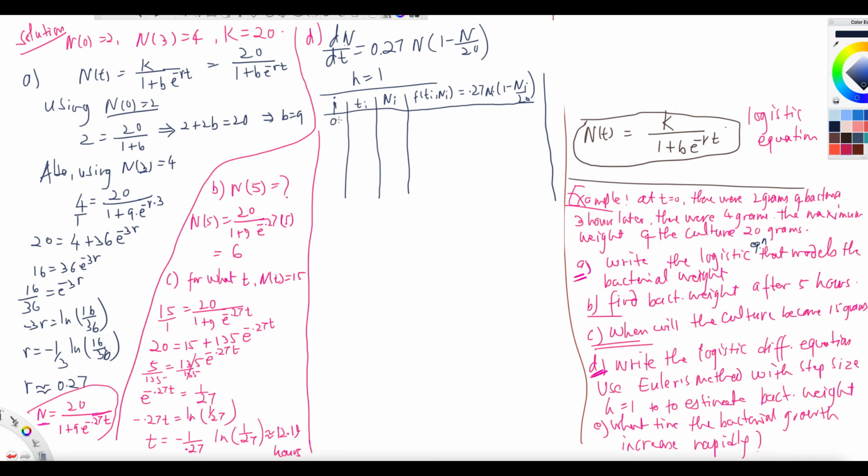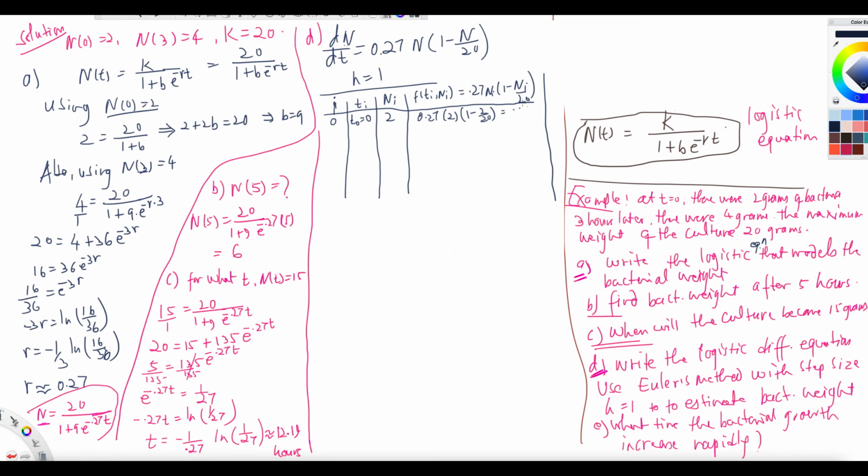For i equals 0, it will be t0, right? What is the value of t0? T0 is 0, it is given, right? Time 0 is 0. At that time, the population is 2. So at time equals 0, the population is 2. So what is the value of f of ti and ni? You just replace that: 0.27 times n0, because i is 0, right? N0 is 2, and then 1 minus 2 over 20.